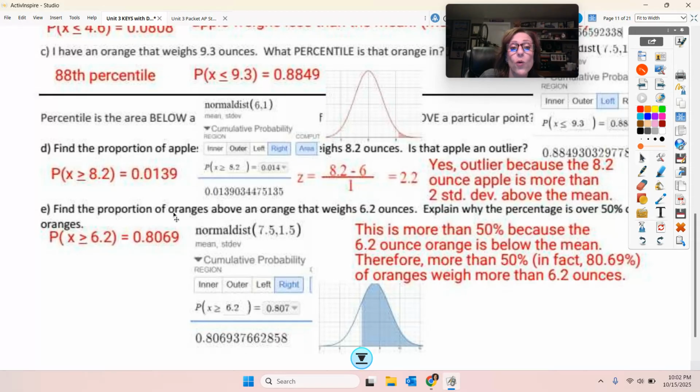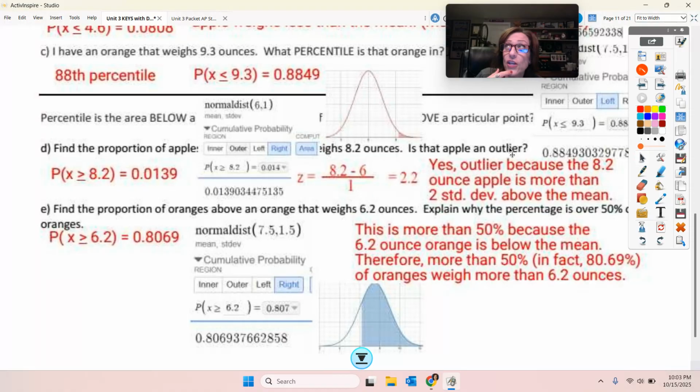What about an orange that weighs 6.2? We want to go, what proportion of oranges weigh above the 6.2? So I want you to look at how we didn't do the second part of that question D here. Is it an outlier? Okay, do you remember our outlier rule? Outlier rule means you are more than 2 standard deviations above or below the mean. So I need to know how many standard deviations I am away from the mean.